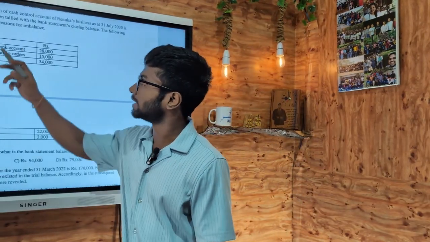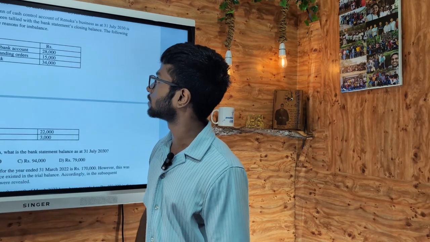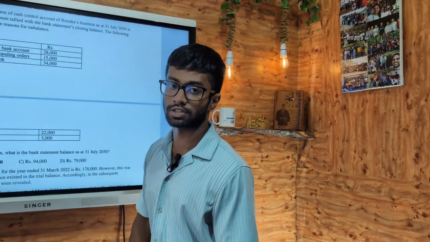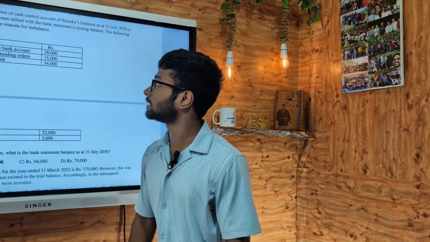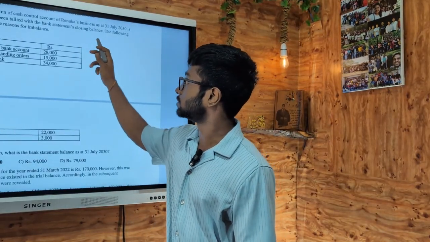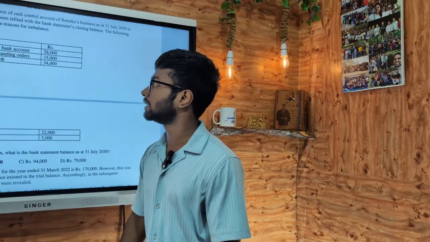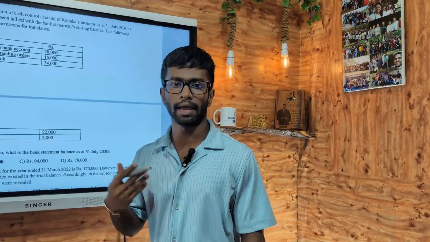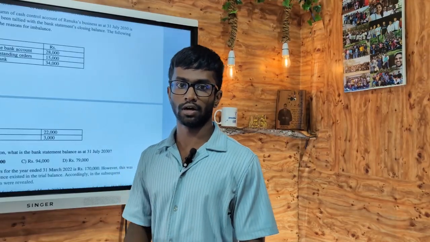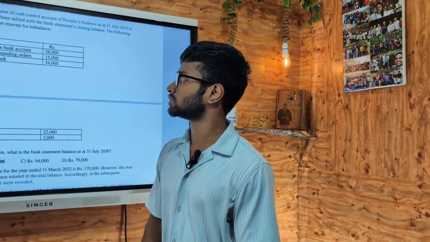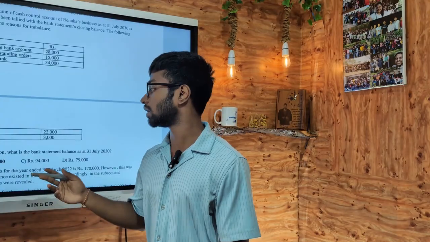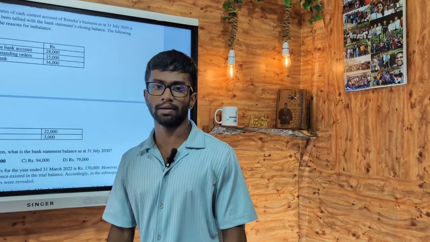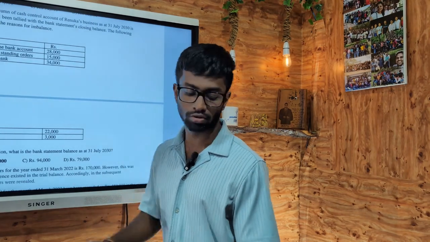So here it says the balance of the bank column of the cash control account of Renuka's business as at 31st July 2030 is 72,000. However, it has not been tallied with the bank statement closing balance. The following transactions were identified as the reasons for the imbalance. So here I hope you remember bank rec, what we discussed in your lesson. So here what we have to get is the bank statement balance. To arrive at the bank statement balance, we will have to prepare these two accounts.